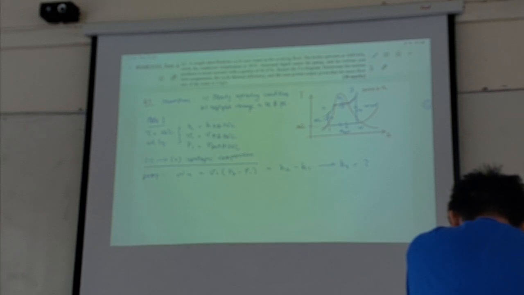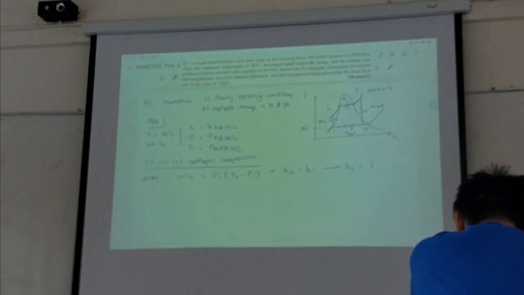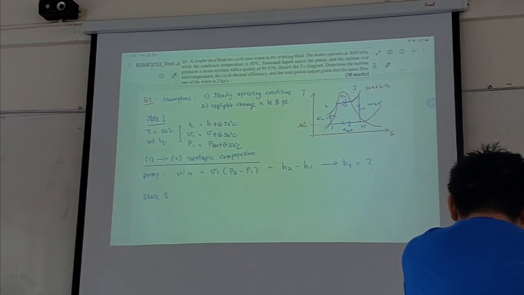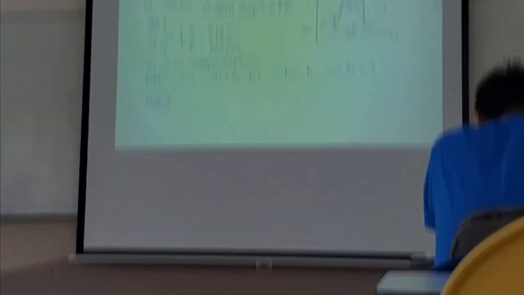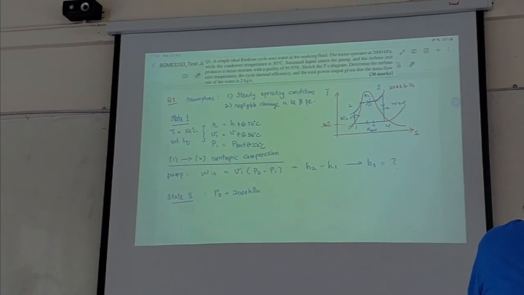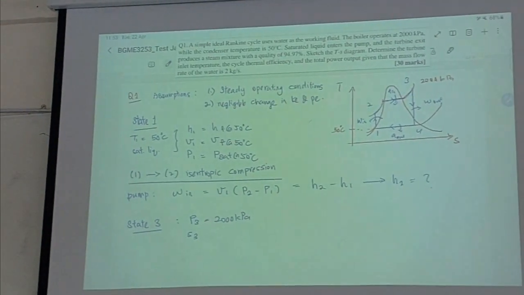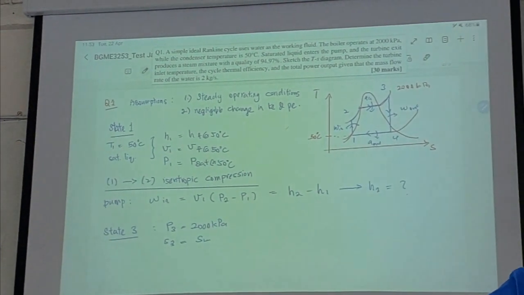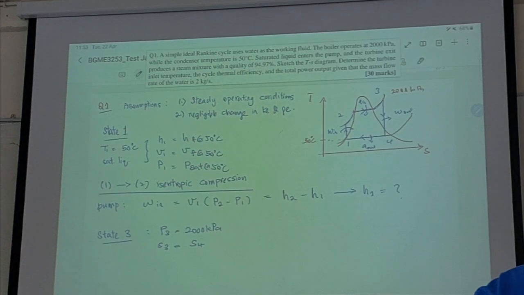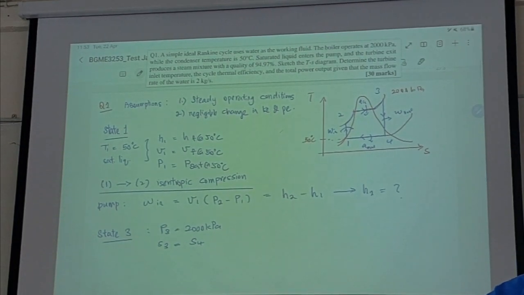So usually, we will move on to state 3 in this case. But here, we don't really know anything about state 3, right? Because state 3, all we know is that P3 is 2000 kPa. At this point, we know nothing else. But of course, we also know that since it is an ideal case, S3 is equal to S4. But we don't have S4, so we need to move on first, because for now we don't have this value.